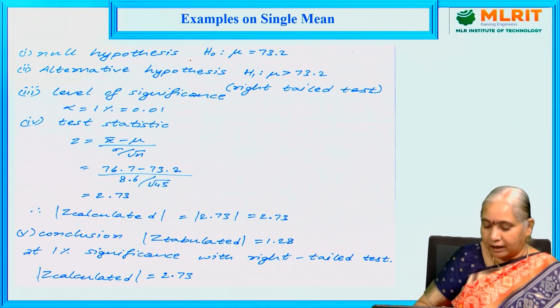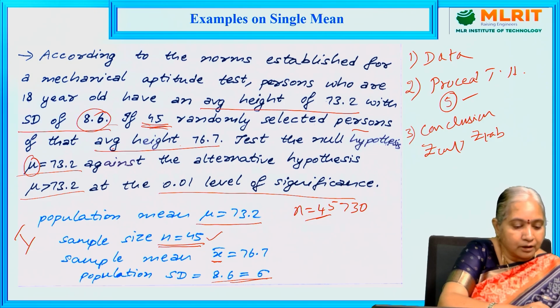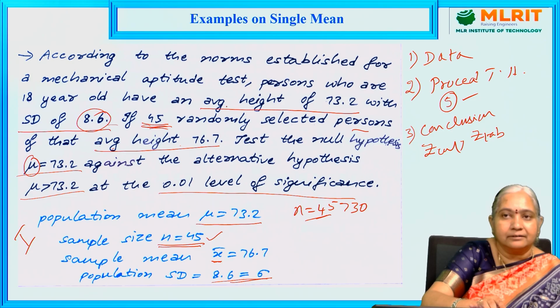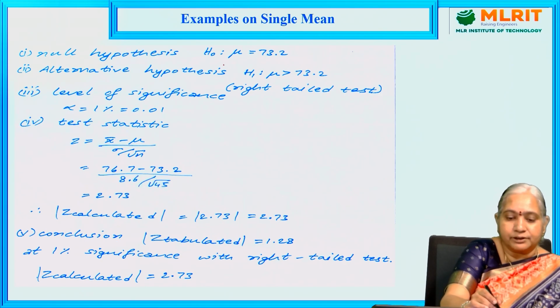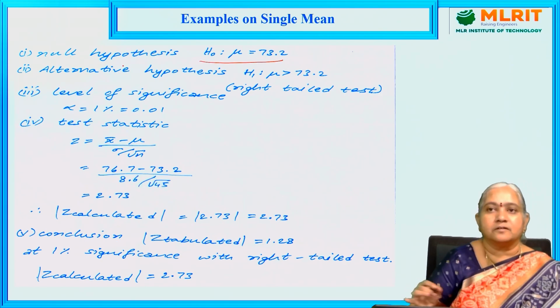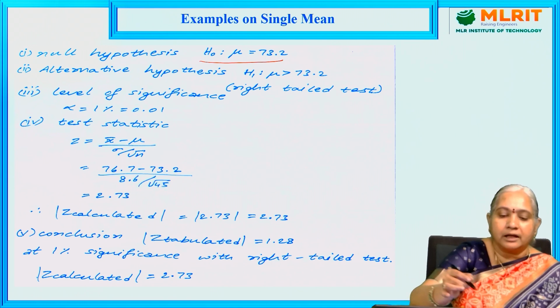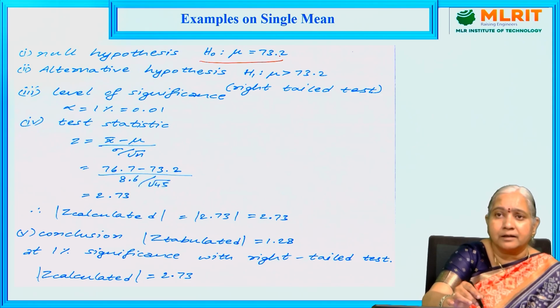So what is a null hypothesis? In this question we are testing the null hypothesis that he claimed, mu equal to 73.2. The population mean height of that person is 73.2. That is what we are testing, so that's why this is the null hypothesis. That is his claim. Now we have to accept or reject this null hypothesis based on the sample data.